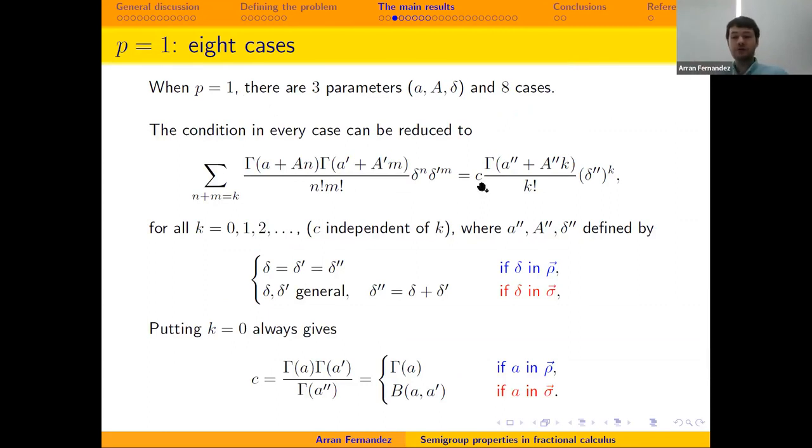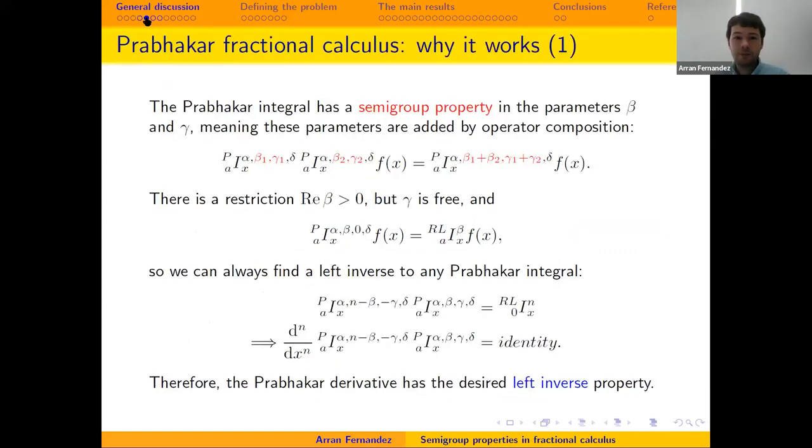Now, the double prime notation is another notation introduced just to make the notation a little simpler. Double prime means the following. Let's take delta, for example. If delta is blue, that means no semigroup, then delta, delta prime, delta double prime are all the same. If delta is red, that means semigroup, then delta and delta prime are 2 independent parameters, and delta double prime is their sum. So this is again what we saw with Prabhakar.